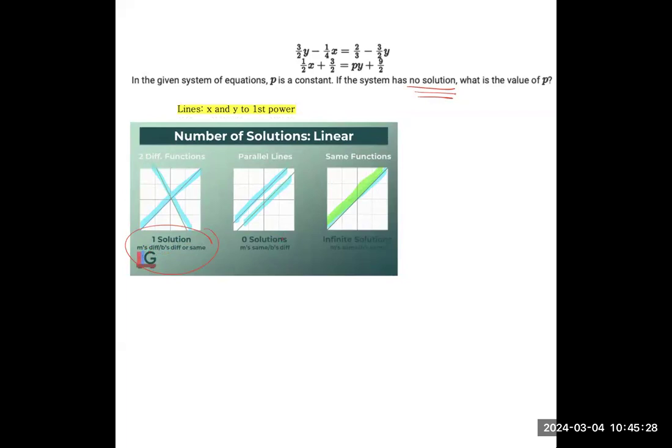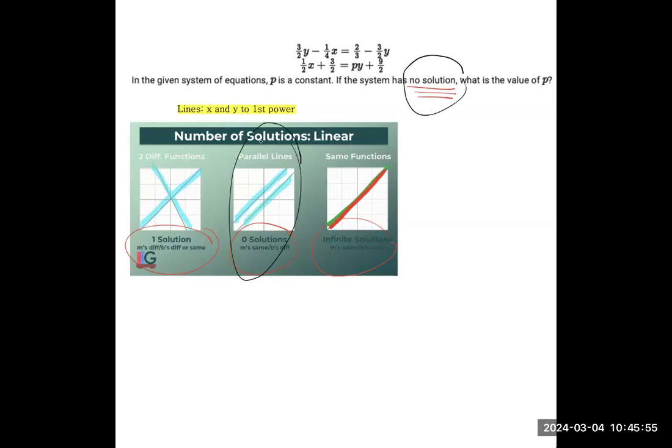But if they hit never, it means the slopes are the same and the y-intercepts have to be different. And if they hit all the time, it's because the slopes and the y-intercepts are both the same. Everything is the same. We basically have two lines here that are basically the same line. We have the first one, and then when we go to graph the second one, we see it's in the same exact spot.